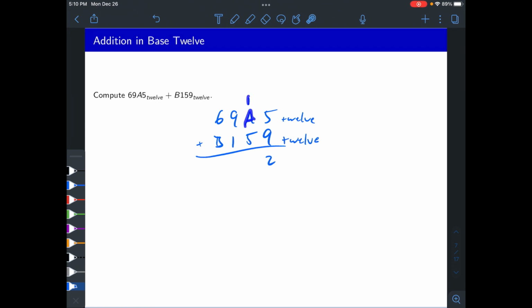1, A, and 5. What does that give me? So A represents 10. So 1 plus A is equal to 11 in our base 10 system, right? But we're thinking about this in base 12. So in base 12, 1 plus A is equal to B, right? Because B is the digit that represents 11 in the base 12 system. And then I'm going to add 5 to this.